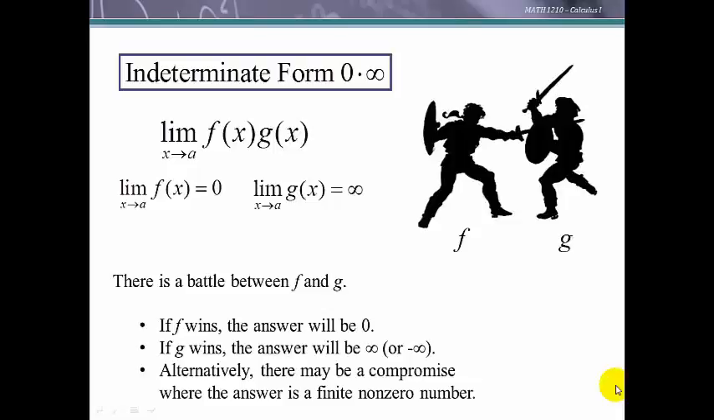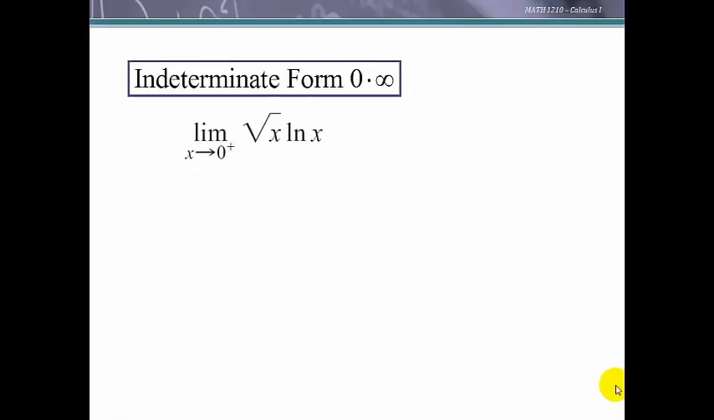And we couldn't directly apply L'Hopital's rule here because L'Hopital's rule only applies for 0 over 0 or infinity over infinity indeterminate forms. Let's look at an example and see what we would do in a case of an indeterminate form such as 0 times infinity. We can see that if we let the limit as x approaches 0 from the right-hand side, the square root of x factor would be approaching 0, but the ln x factor would be approaching negative infinity. So we'd have 0 times negative infinity.